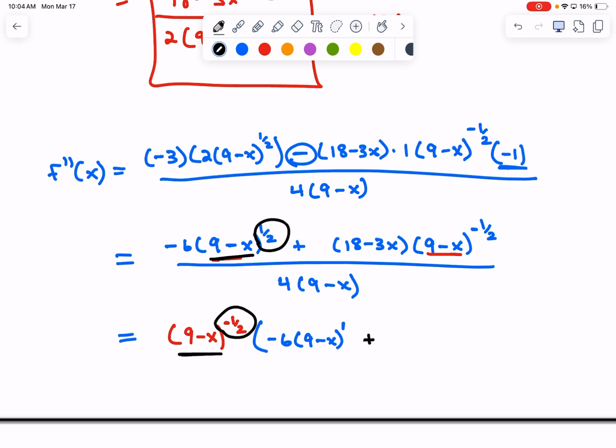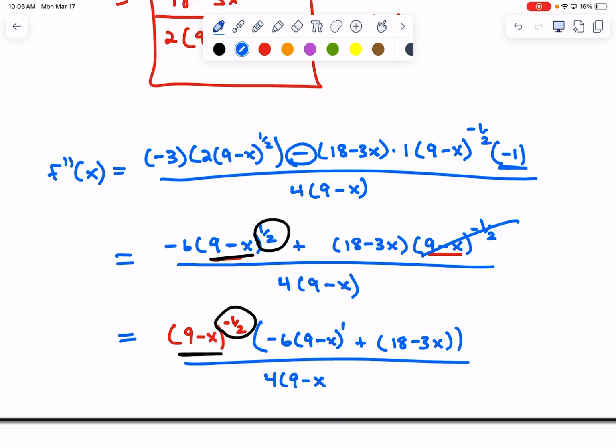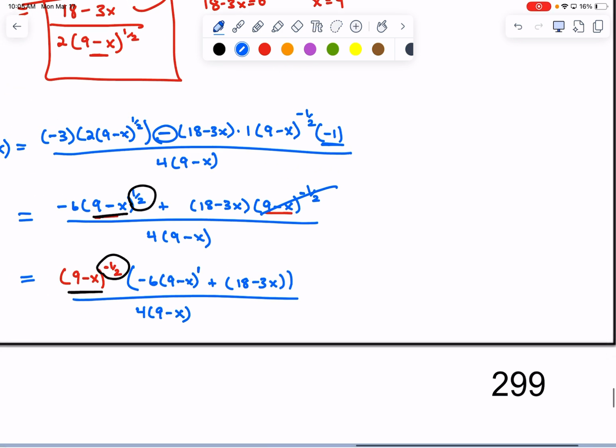Plus, let me get my blue back. Plus 18 minus 3x, and I believe the 9 minus x to the -1/2 is going to cancel, correct? Over 4 times 9 minus x, which is going to simplify my second derivative.